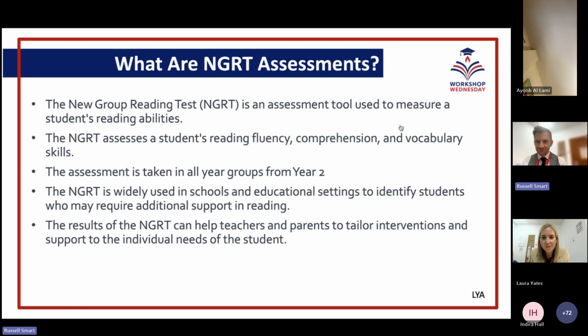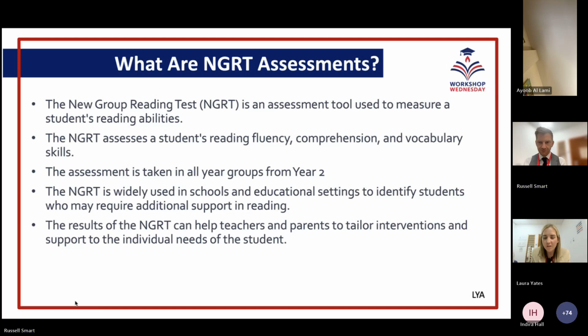Good morning, everybody. So we're going to start with talking about NGRT, which I have a lot of experience with as previous English lead. NGRT stands for the New Group Reading Test, and it's an assessment tool we use to measure students' ability in reading. The test itself assesses students in their reading fluency, comprehension or understanding of the text, and their vocabulary skills as well.